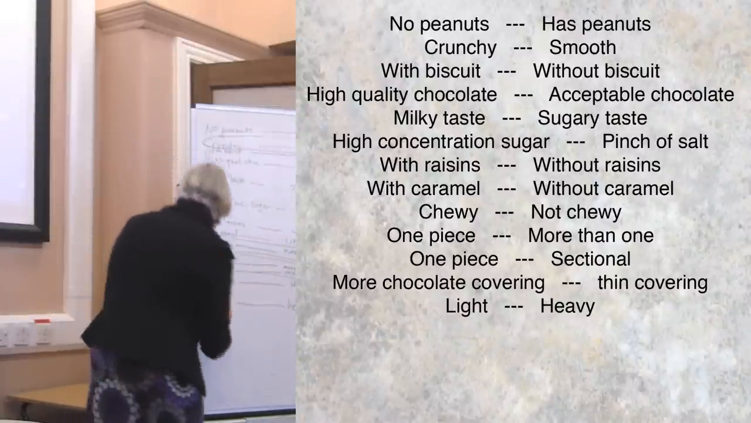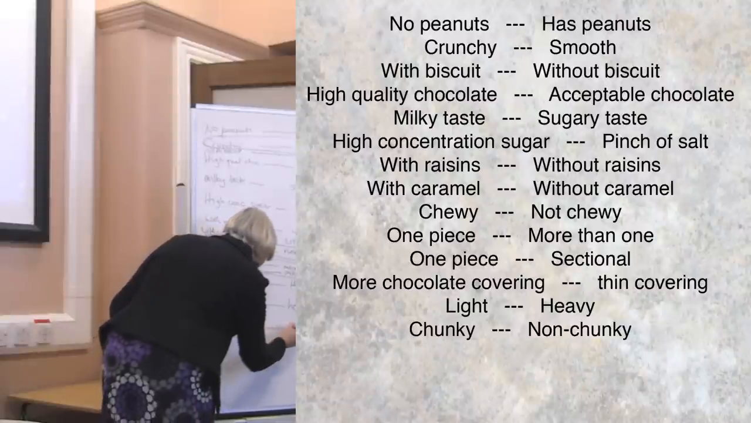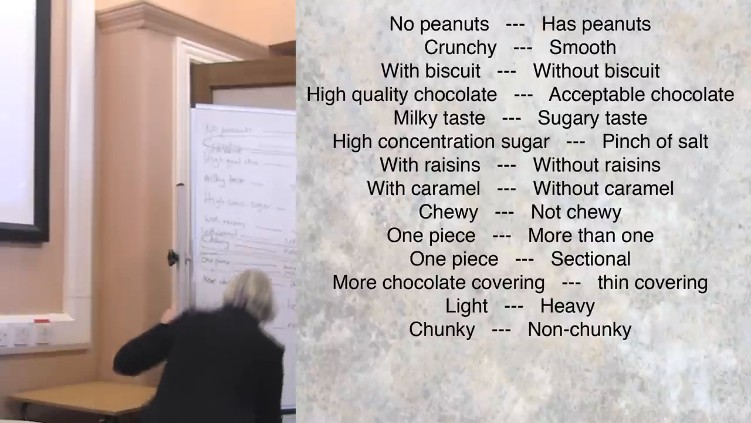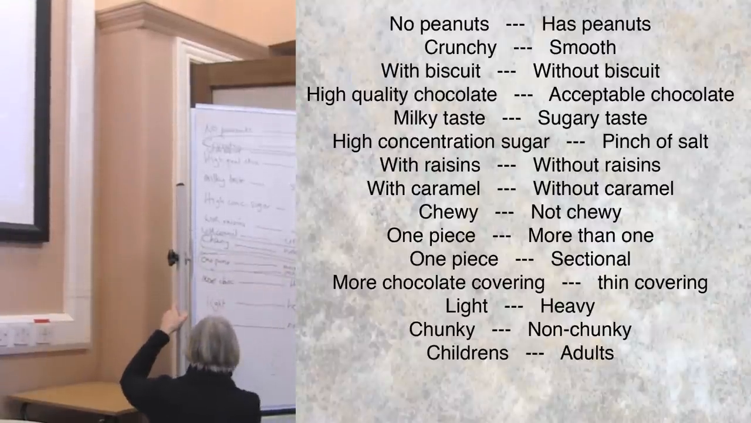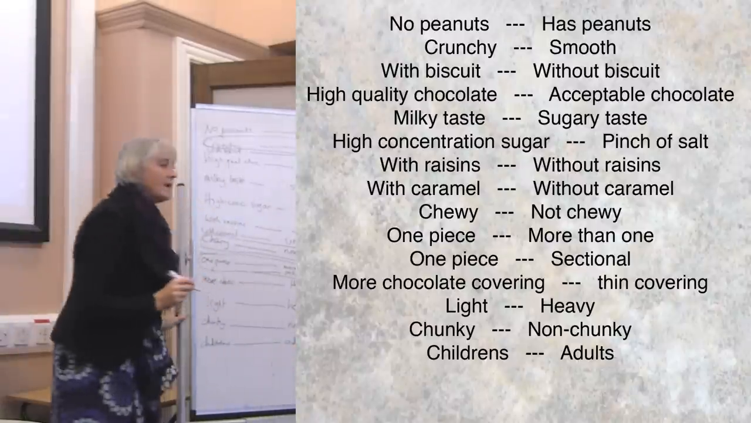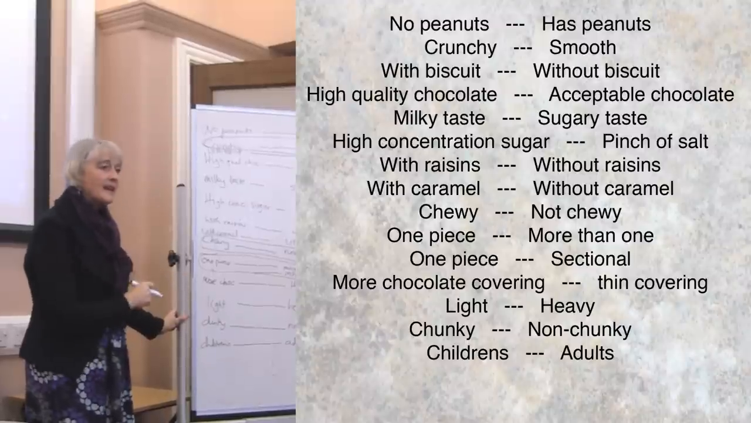Chunky versus non-chunky. I would think of chocolates in terms of children's chocolate as well. Adults' chocolate. You know, if I was choosing children's... So is that the couple with household for chocolate? Yeah. Okay. Any more constructs you want to put in here that you feel are not covered by what's here?